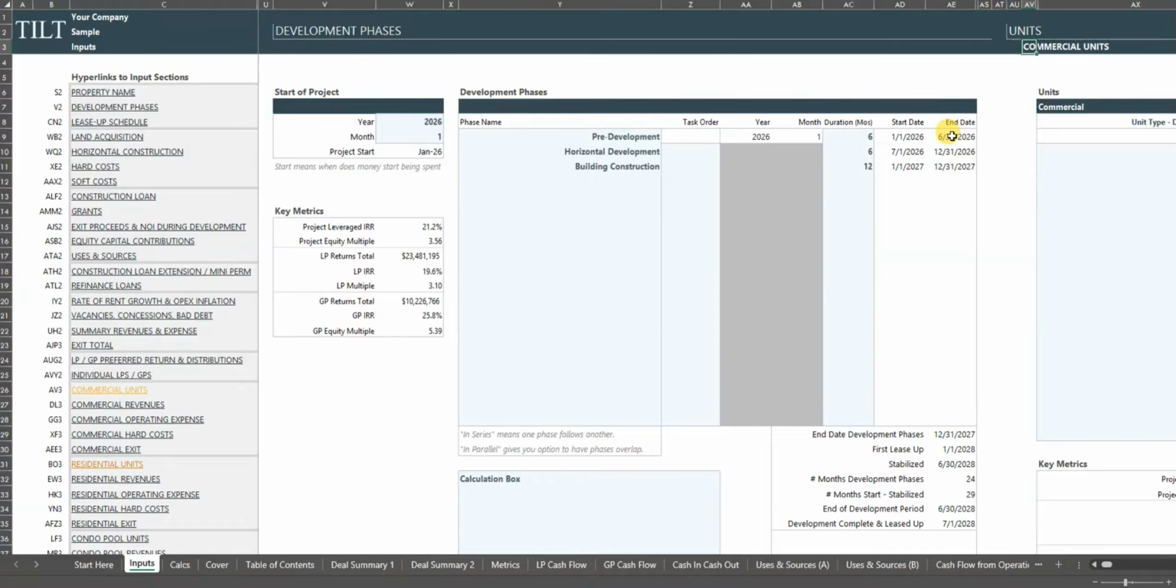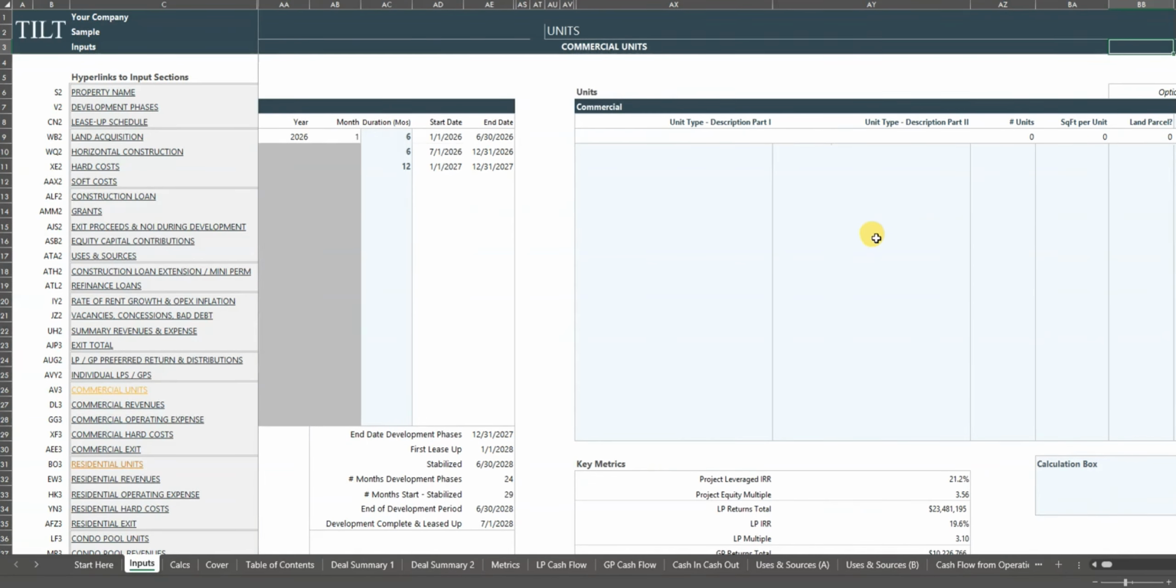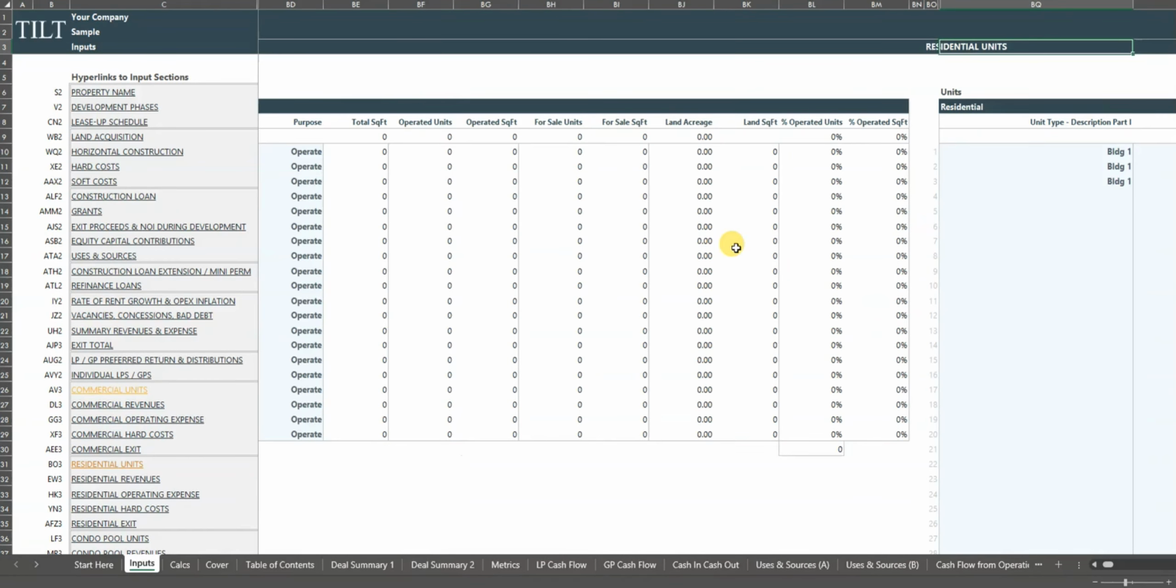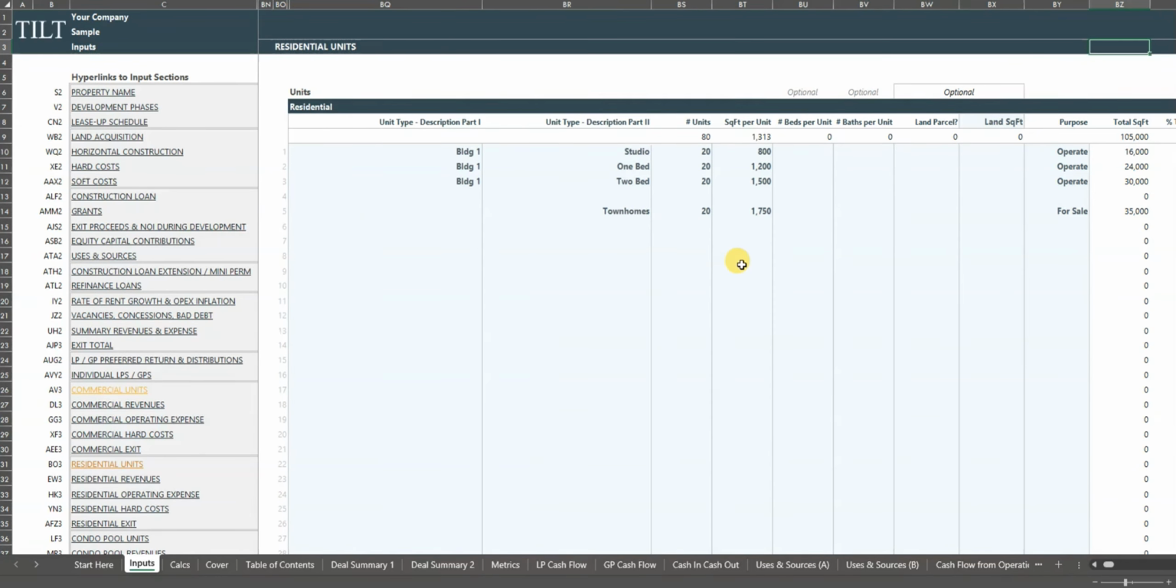If we have commercial units, it works fine with that as well. In my example, I'm just going to look at residential. And so if we had a building of multifamily apartments with 20 studios, 21 beds, and 22 beds, and then in addition, we have, let's say, 20 townhomes, okay?